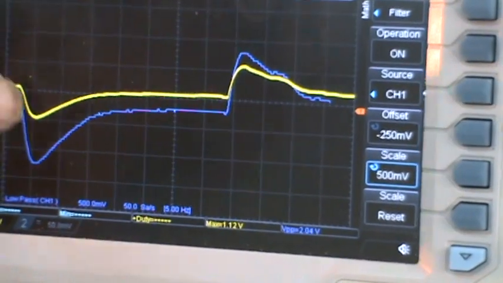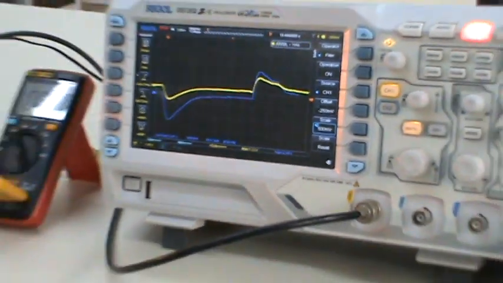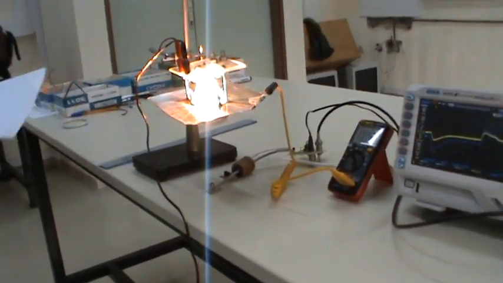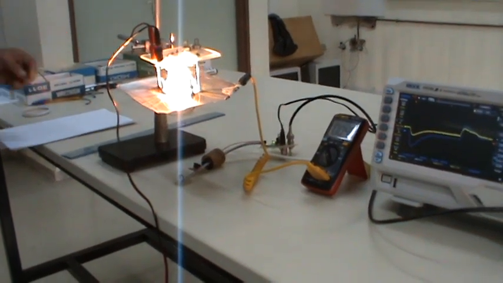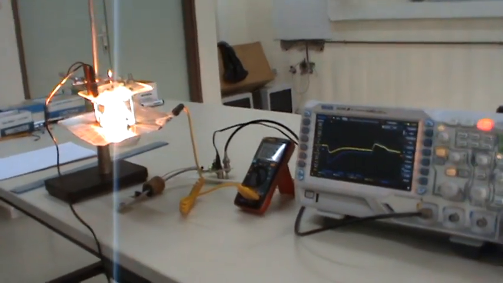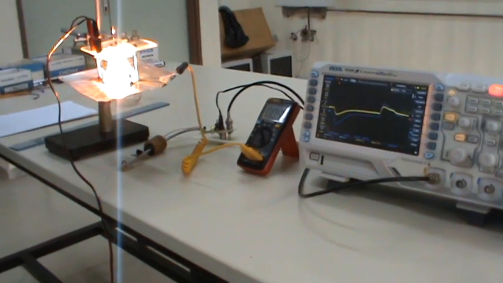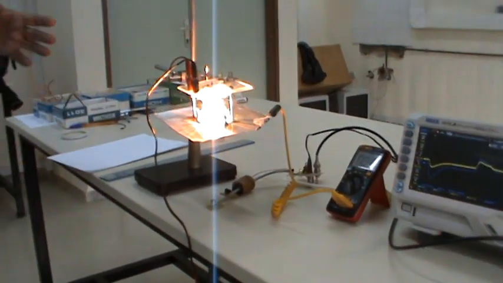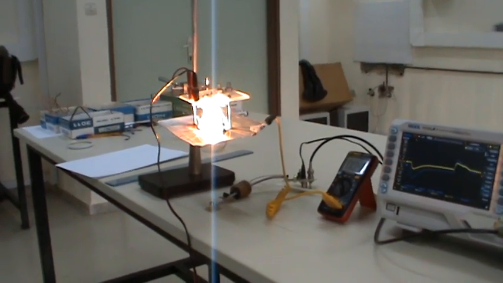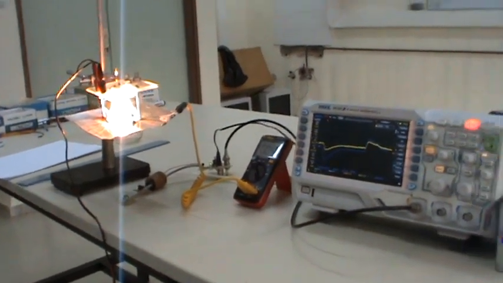So the first peak, the negative peak, measures the reduction in the IR when I put this beam blocker between the sensor and the board, and the other, the positive peak, shows the increase in IR when I remove this beam blocker. The voltage difference between the two peaks is a measure of the IR which passes through the sensor.